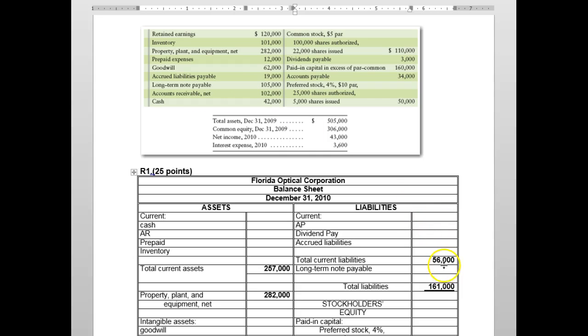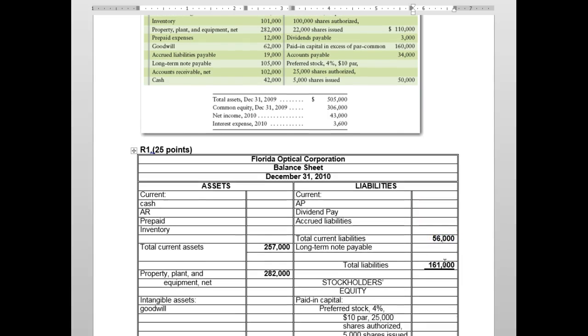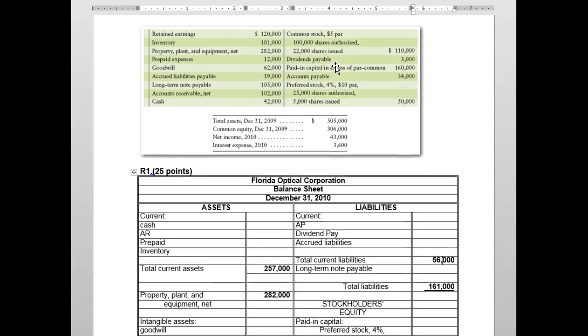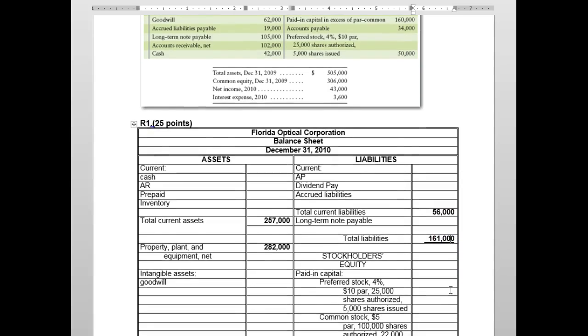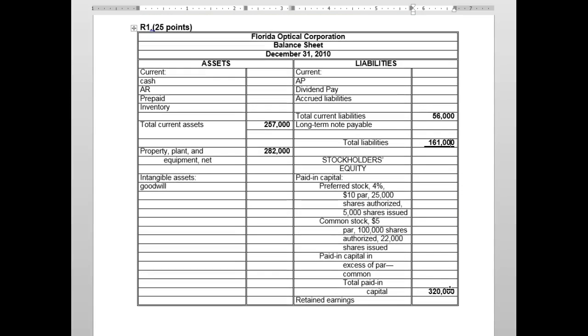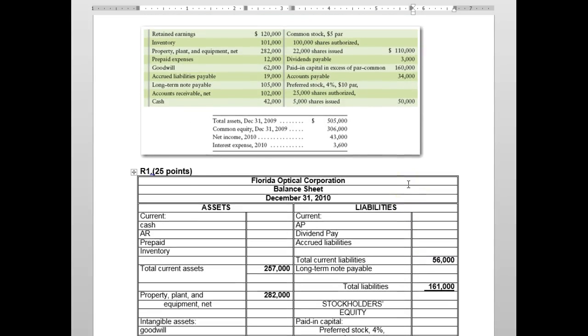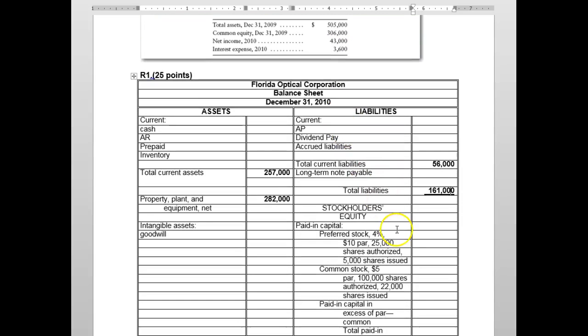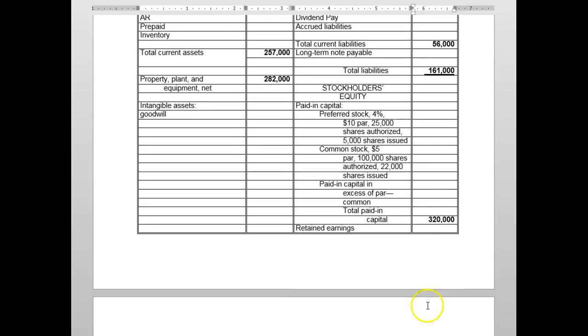If you put your totals in here, they should add up to $56,000. There's a long-term note, and whenever you see long-term, that means that it is non-current. So that amount, the $105,000, would go here. If I add these two together, I should come up with $161,000. Now, I gave you a lot of information about the paid-in capital because it's very confusing for you. So you should be able to pull those numbers off of up here and plug them in here. When you get done, they should come up to $320,000.